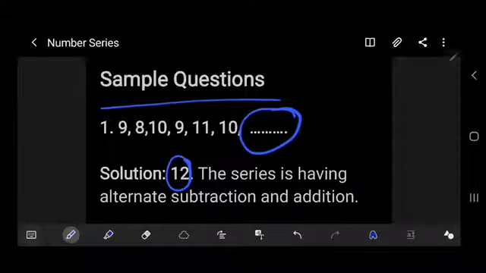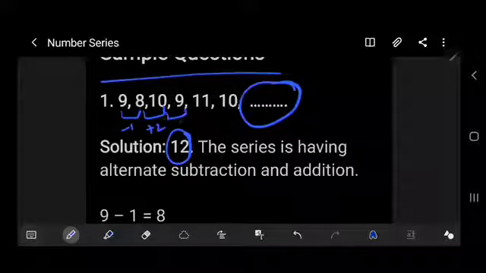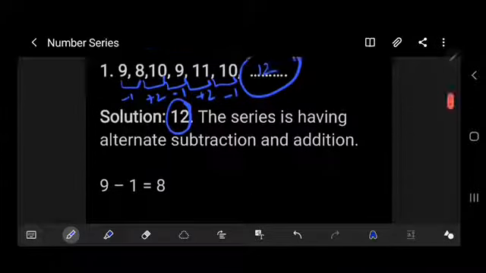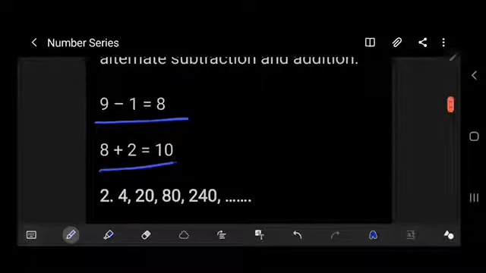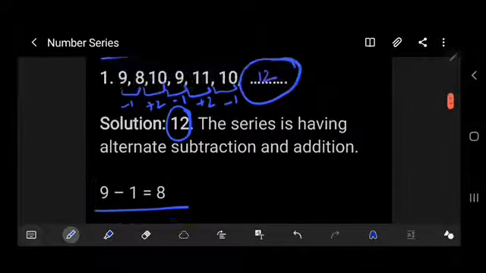The series has alternate subtraction and addition. You can see here, 9 minus 1 is 8, 8 plus 2 is 10, 10 minus 1 is 9, 9 plus 2 is 11, 11 minus 1 is 10. So the answer will be 12. Look here, the same thing: 9 minus 1 is 8, 8 plus 2 is equal to 10. So subsequently the answer will be 12.